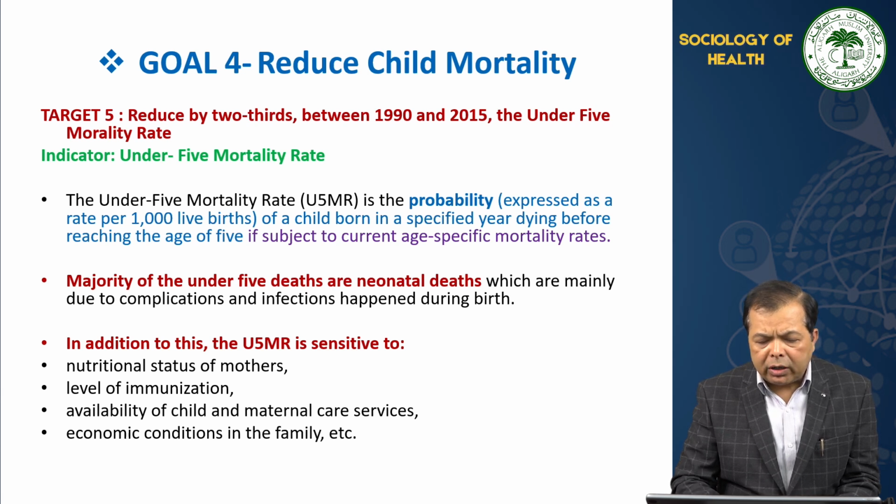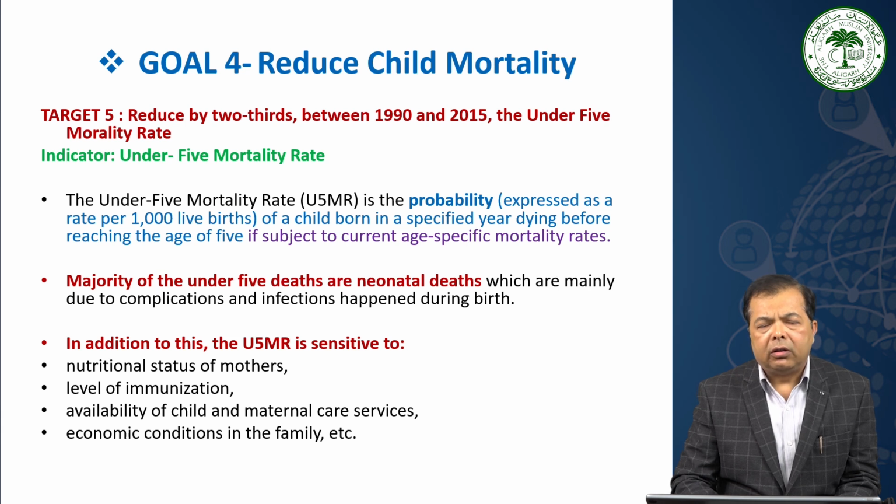I will have a look at the data and try to make you understand that. The under 5 mortality rate is the probability of a child born in a specified year dying before reaching the age of 5 if subject to current age specific mortality rates. So in our day-to-day discussion or in academic discourses, we talk about the under 5 mortality rate. That's a very common indicator of the health of children. But how do we define that very specifically, very academically? That is something that often we don't know. And so I have mentioned the specific definition of this under 5 mortality rate.